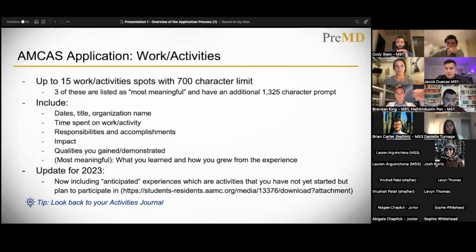An update for this current year is that you can now put in things for anticipated experiences. And so if you have something that you haven't yet started, but will start over the course of the application process, you can put that in. Another thing too is that a lot of people, if they're currently doing something, can put in the end date being something that you expect. If you expect to do it until June of next year and you're applying in July, you can still put that you're going to be doing it till June and estimate the amount of hours that you will be doing that.